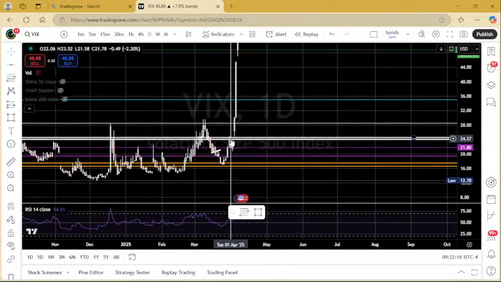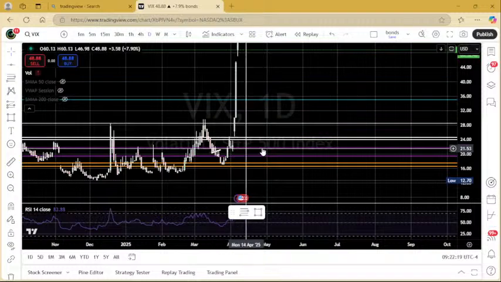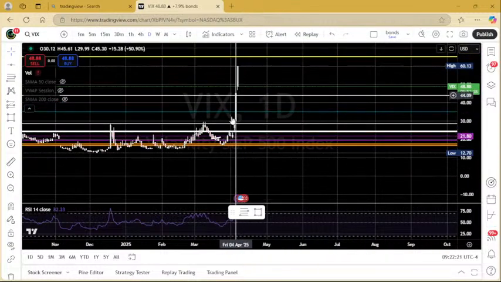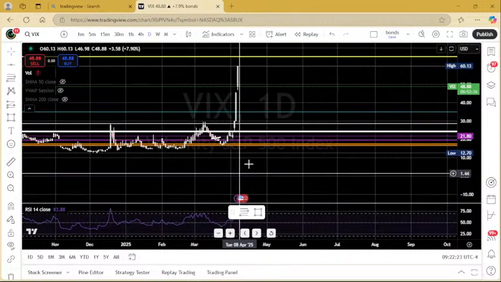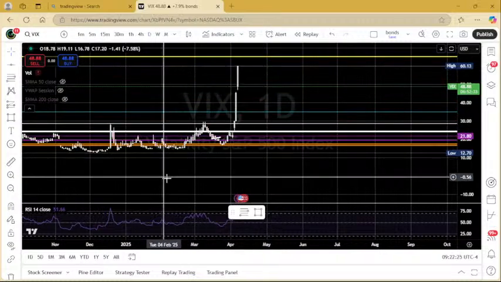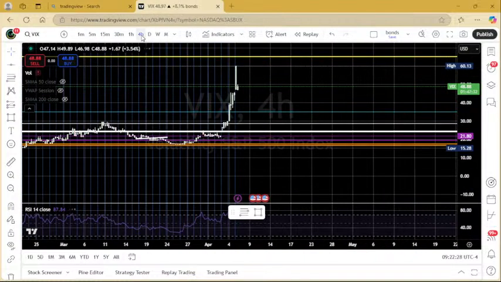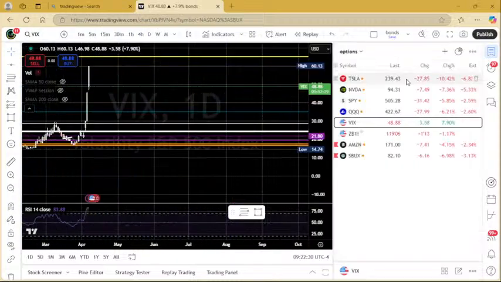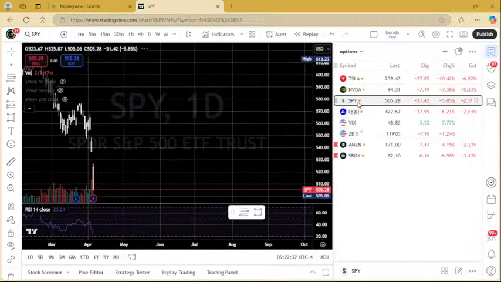This right here, when it bounced off here, is when I went long. These last 1, 2, 3, these are the last 3 red days in the market. But I want y'all to see how that looks next to the spot as far as days.